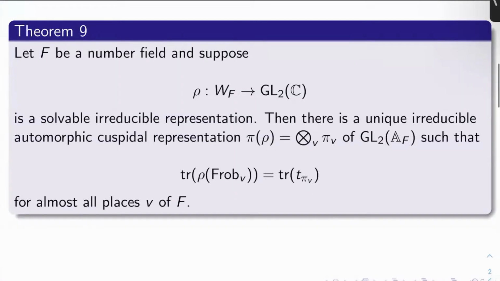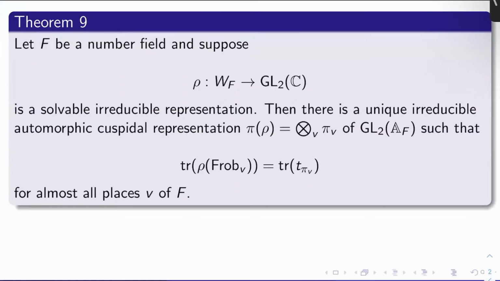Let F be a number field, and we'll suppose rho from the Weil group of F to GL2 of C is a solvable irreducible representation. Then there's a unique irreducible automorphic cuspidal representation, which we'll call pi of rho, with local components pi sub v running over the places v of F, of GL2 of the adeles of F, such that the trace of rho of Frobenius at v is the trace of the local Langlands class at v for almost all places v of F. This is all we have to do now.